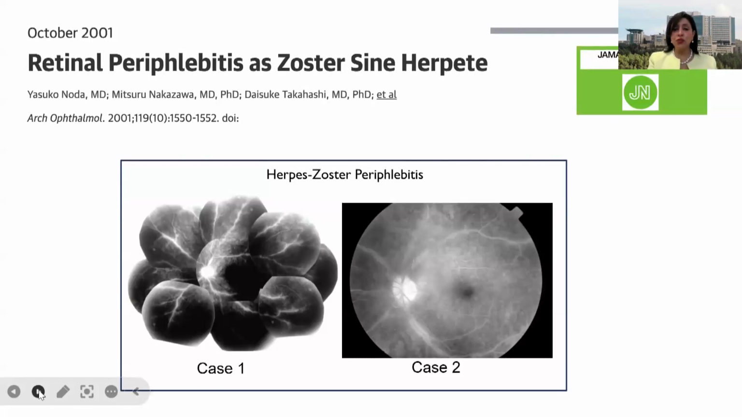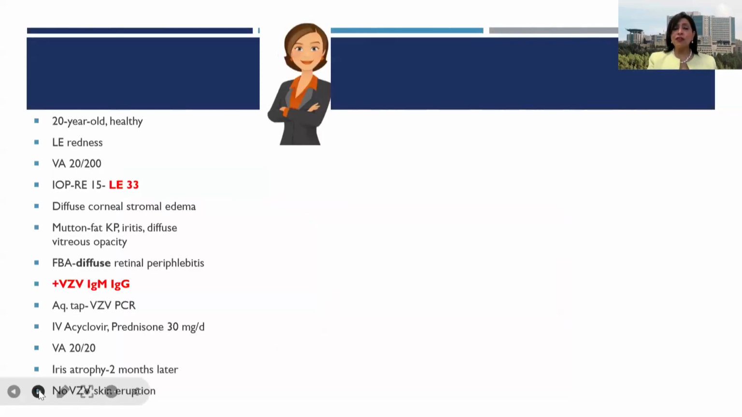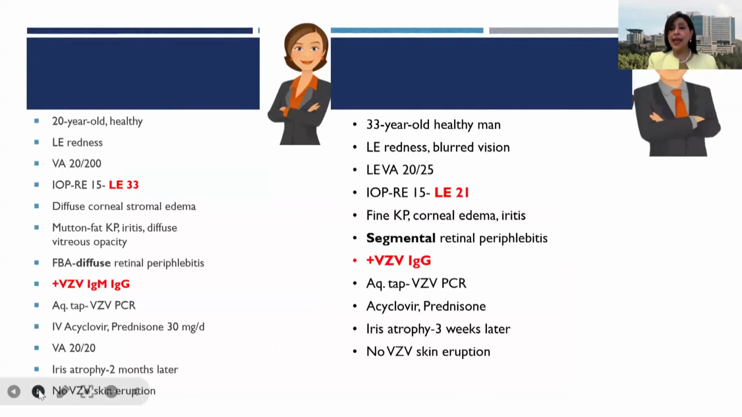And I would like to take you through the 2 cases. So we have the case of a 20-year-old healthy woman and the case of a 33-year-old healthy man. Both these patients presented with redness and blurred vision in the left eye. They had a drop in vision and the pressure was elevated. In both cases, there was corneal edema in addition to iritis. In the case of the woman, there was frosted branch angiitis with diffuse retinal periphlebitis, and the man had segmental retinal periphlebitis. The lady had positive VZV IgM and IgG, and the man had positive VZV IgG.